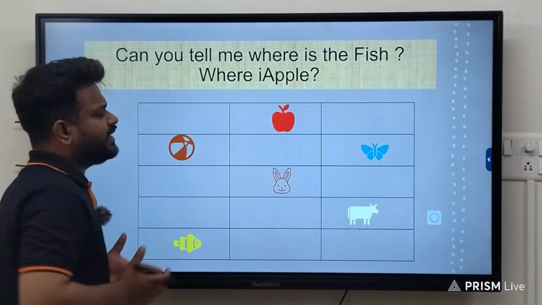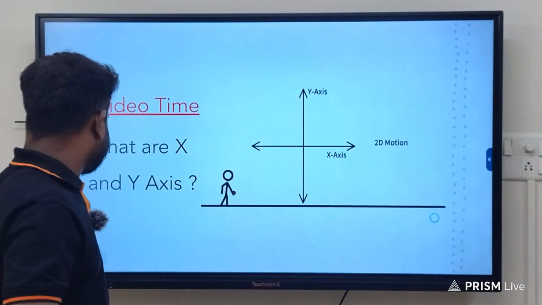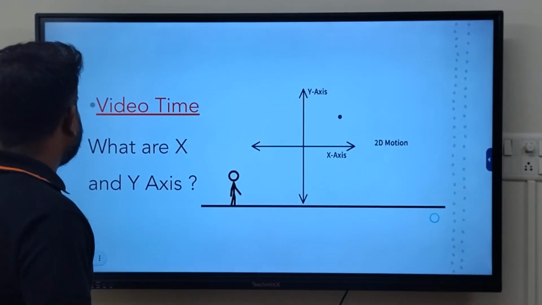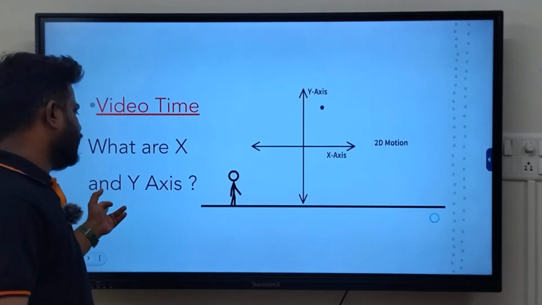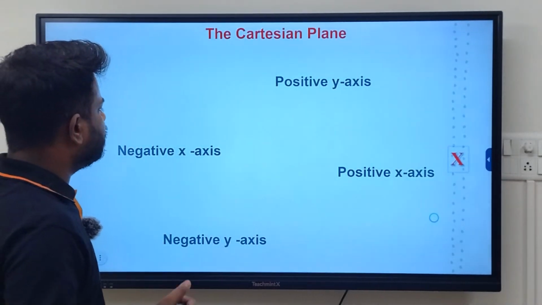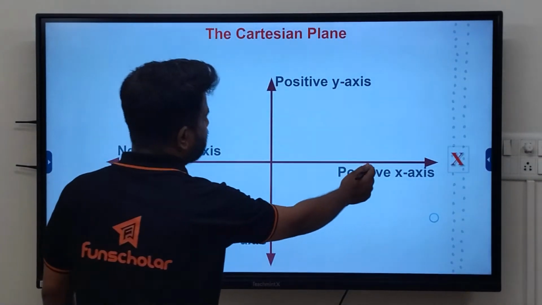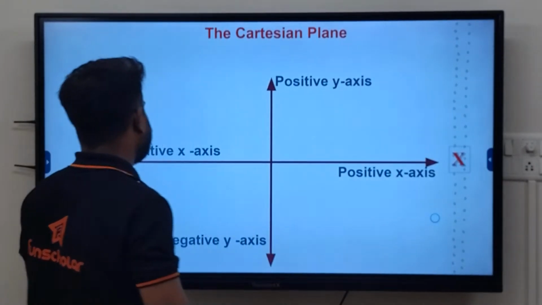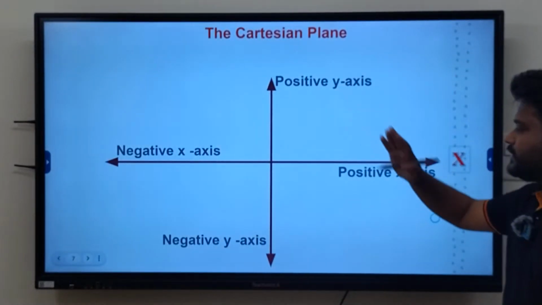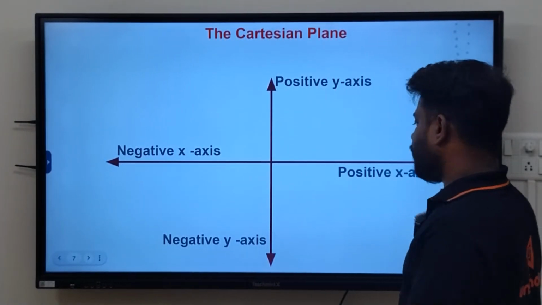This one was a pretty easy question, and they have just given it to us to discuss. In the video, what are the x and y axes? We have already watched the video, so I am not playing this one here. So let's go further. From this we already know that the positive x-axis is this side and the negative x-axis is this side, and similarly the positive y-axis is this side and the negative y-axis is this side. Okay, let's go further.